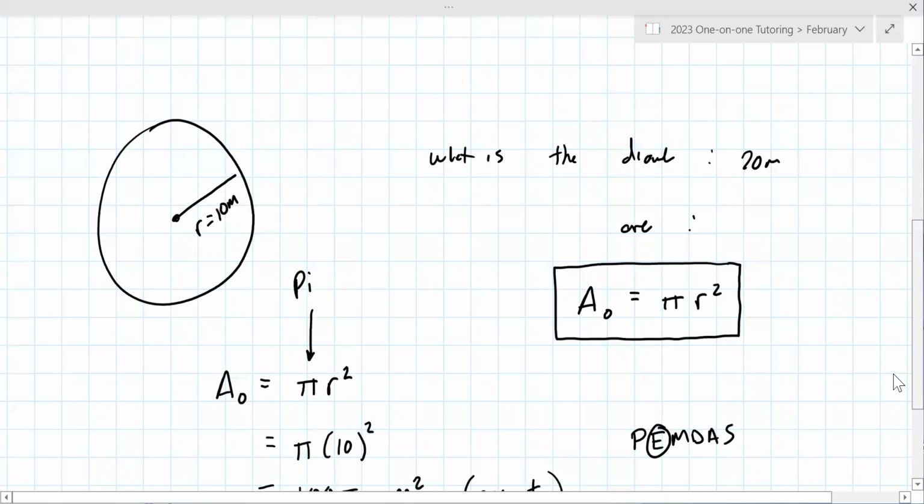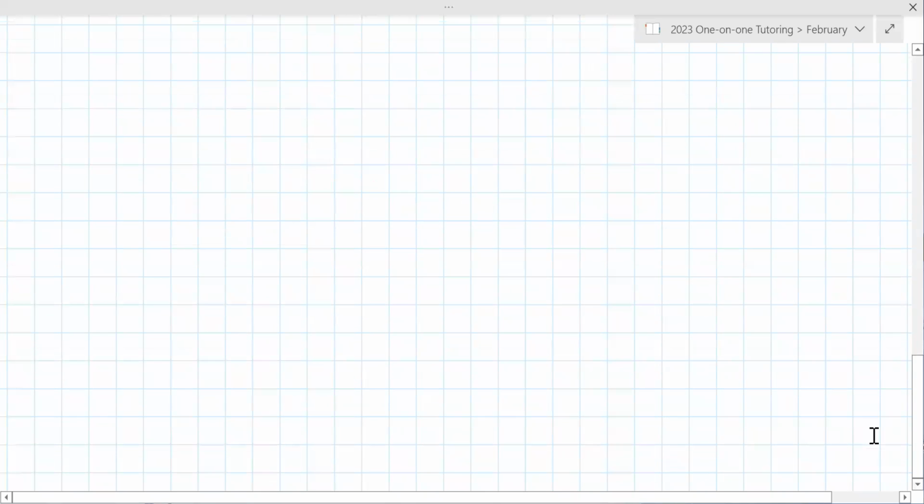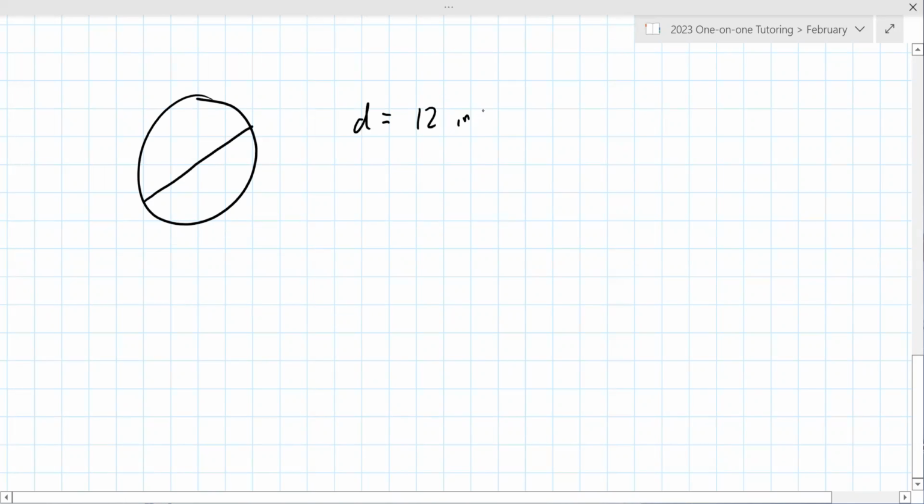Okay. So let's do another one here. Let's say the circle has a diameter equal to 12 inches. What is the area? 6 times pi. Okay, so before you jump in, tell me what the radius is. 12 or 6? How did you get that? Tell me what you did to the diameter. Divide 12 by 2. Perfect.